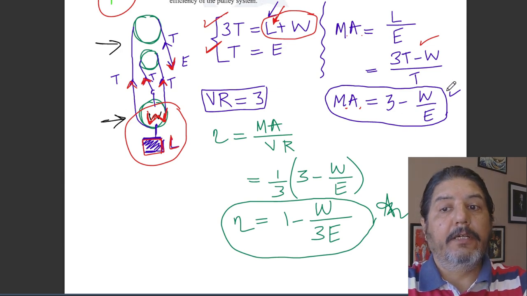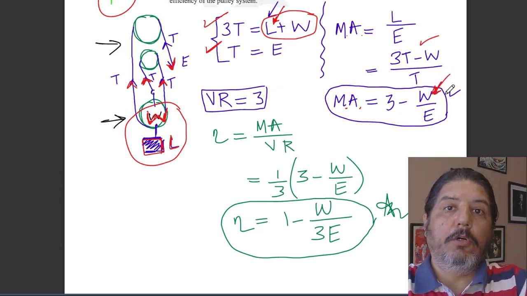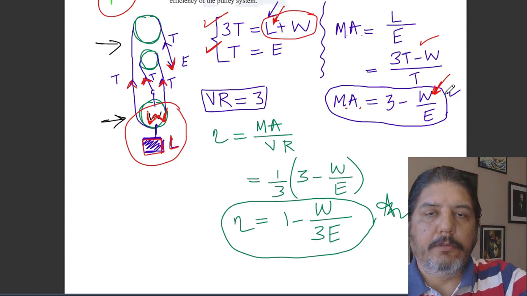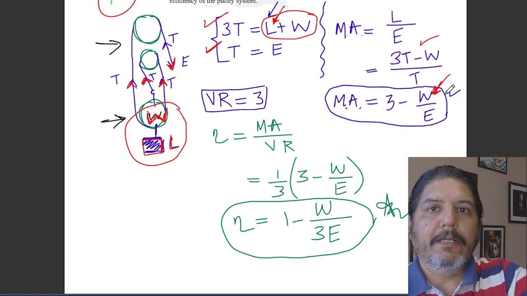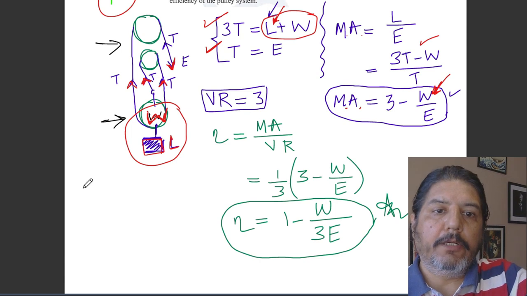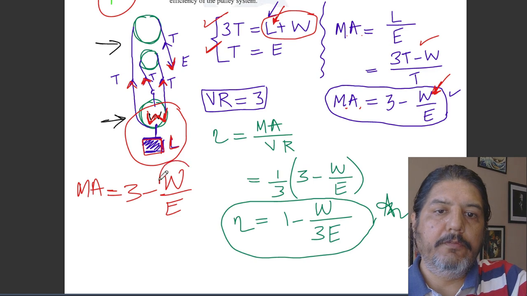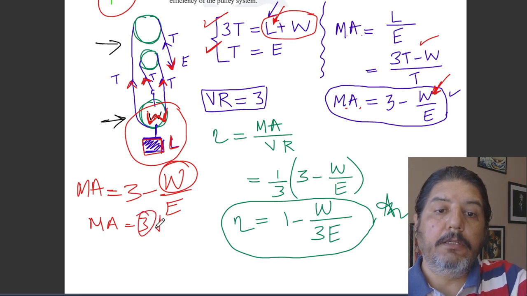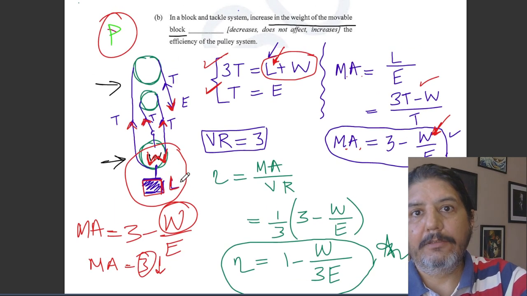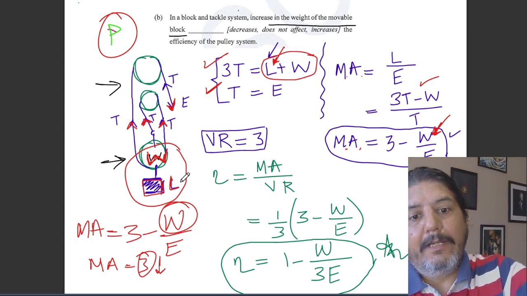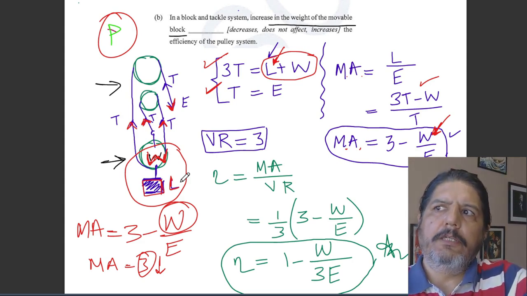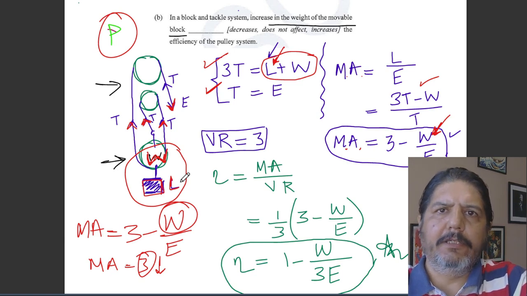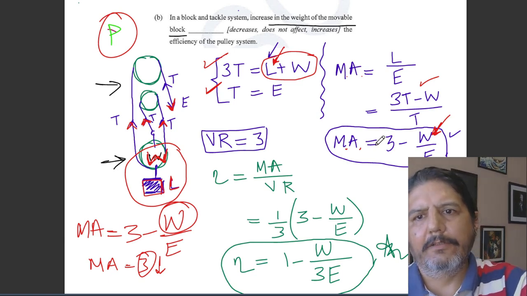See, here also we can see that the weight of the movable lower half will decrease the mechanical advantage. So mechanical advantage is equal to (3T minus W) upon effort. It is only when the W is 0 that the mechanical advantage is 3. Otherwise, if the lower part of the pulley has a weight, then the mechanical advantage would be less than 3. That is, it would be less than whatever be the mechanical advantage of a 100% efficient block and tackle system.